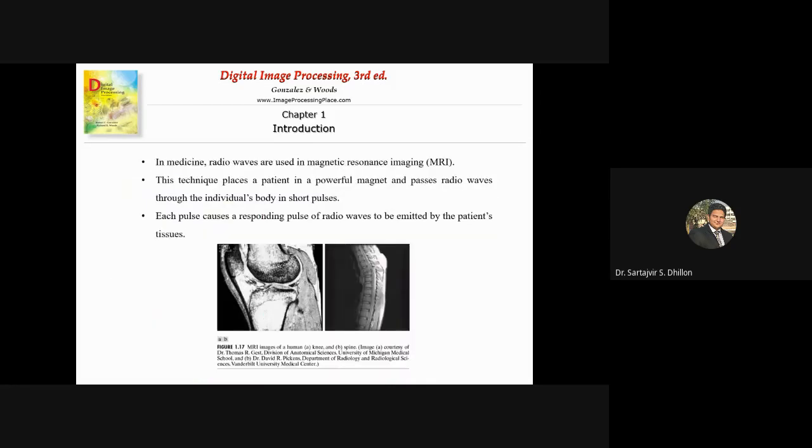Yes, we are also using digital images in the radio band, which are used for magnetic resonance imaging.